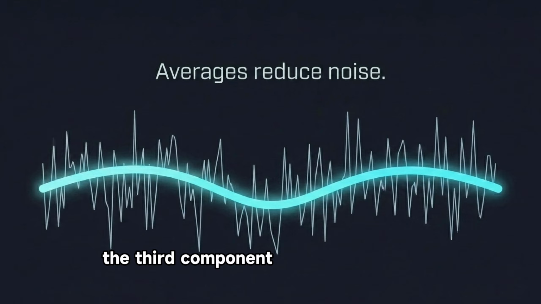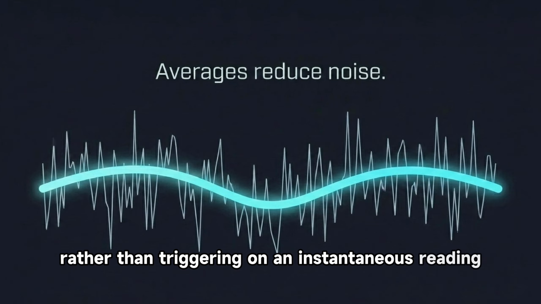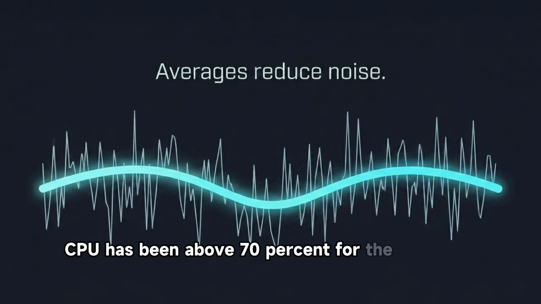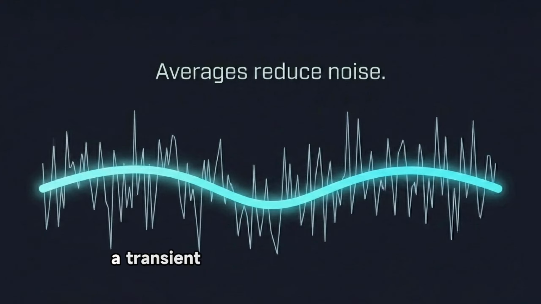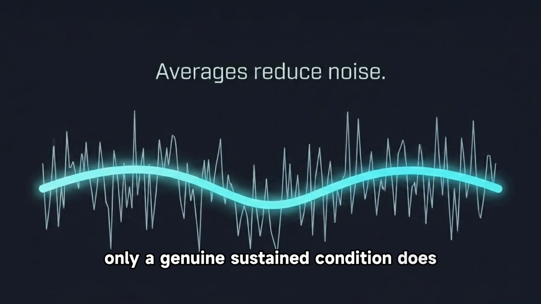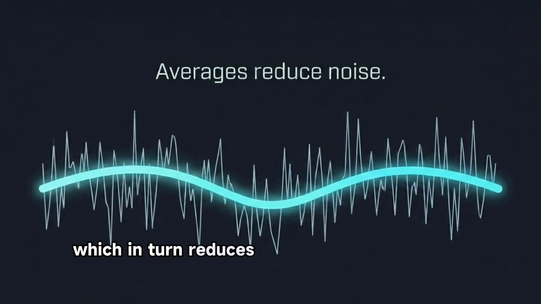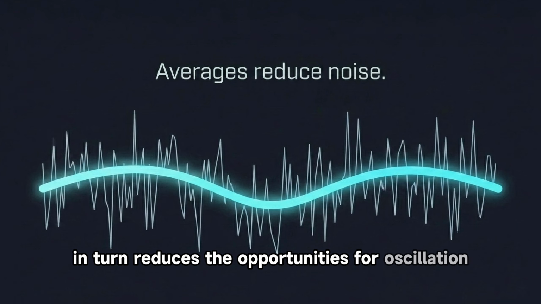The third component is metric averaging. Rather than triggering on an instantaneous reading, CPU is at 72% right now, the policy triggers on a sustained average. CPU has been above 70% for the past 5 minutes. A transient spike that resolves quickly does not fire the policy. Only a genuine, sustained condition does. This reduces the sensitivity of the policy to noise, which in turn reduces the frequency of scaling actions, which in turn reduces the opportunities for oscillation to begin.